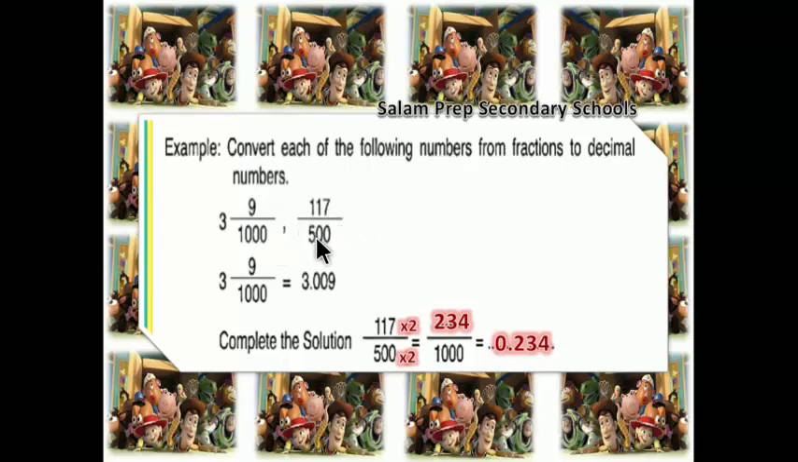117 over 500. The first one, 3 and 9 over 1000. This is a mixed number, so we can write the decimal point first, okay? And then write the whole number. The whole number here is 3. We can write 3. 9 over 1000 means we will put 0 in tenths, 0 in hundredths. We will put 9 in thousandths. Okay, please take care.